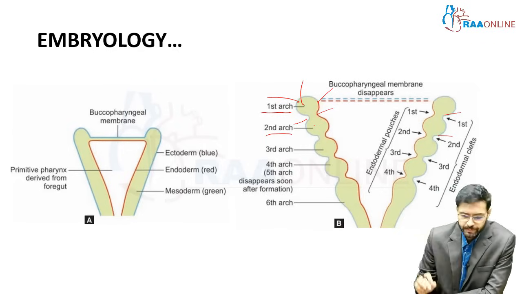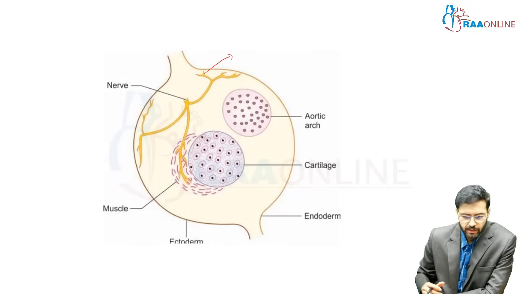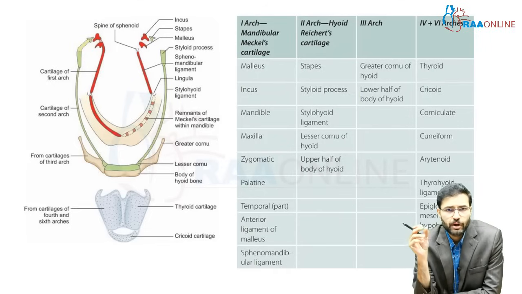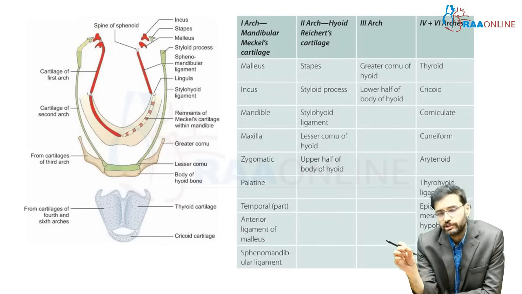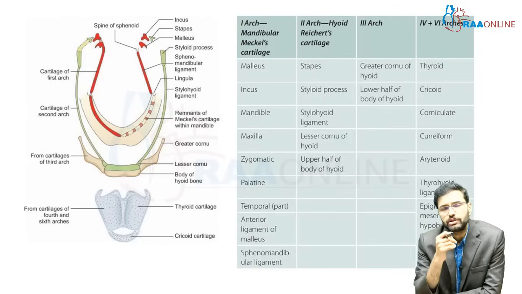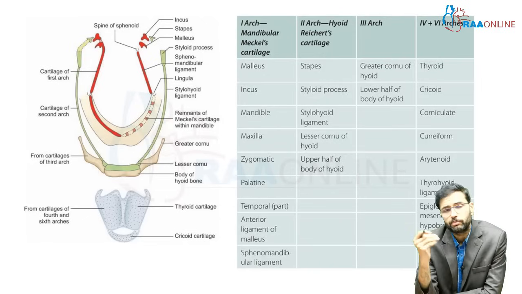each and every arch. So coming on to each and every component. Now let's first discuss regarding what are the cartilaginous components. So the cartilage of each arch contributes to various bony elements in the head and neck region. So the cartilage of the first arch is also called mandibular arch. The cartilage of the first arch is called Meckel's cartilage. Now Meckel's cartilage can be divided into two important components. One is a dorsal component, another one is a ventral component.